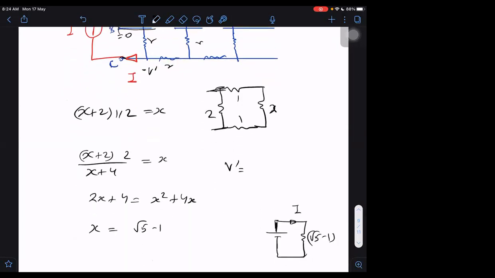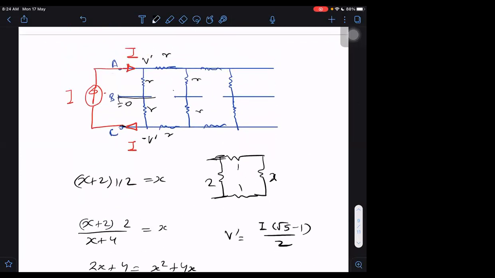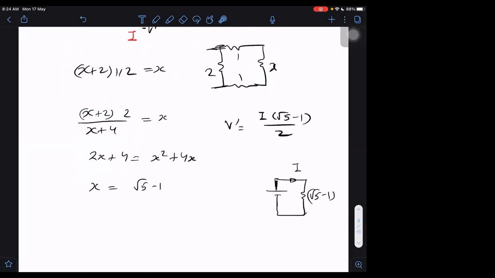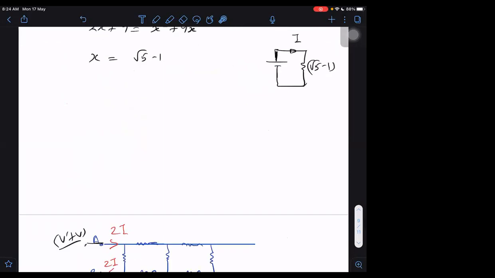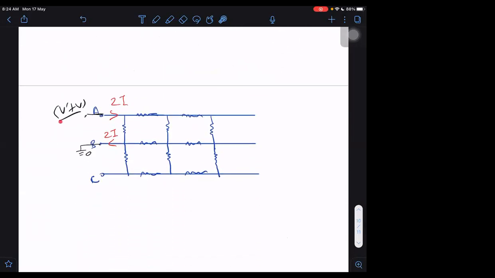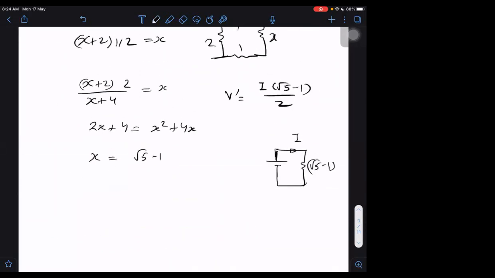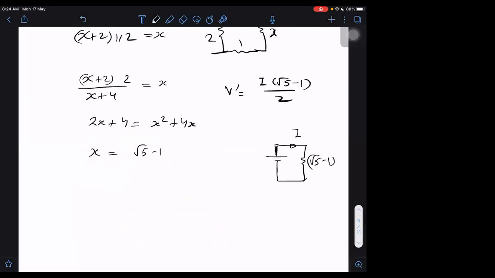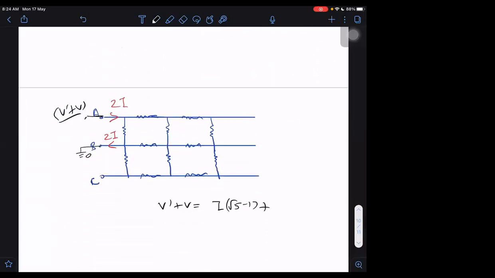What was that? That was root 5 minus 1. So I into root 5 minus 1 divided by 2, it is half of that. We can say by symmetry, potential drop here and potential drop here will be equal. So it is half of that. So we know V dash also. Now what is the sum of these two? V dash plus V is equal to I into root 5 minus 1 plus I into root 21 minus 3 divided by 2. That is the net potential.